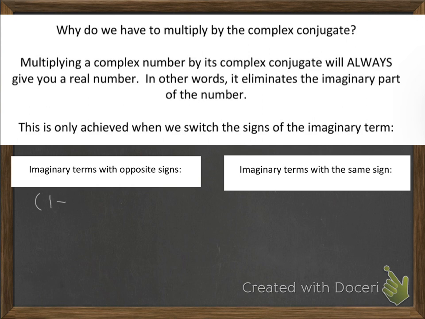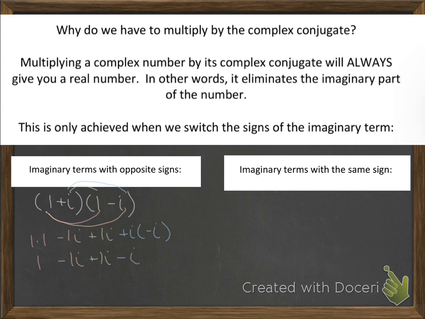Let's say I have 1 plus i times 1 minus i. Let's see what happens when we multiply these. I'm going to do FOIL. First terms is 1 times 1, which is just 1. Then we have our outer terms, 1 times negative i, or minus 1i. Bring that down. Then we have our inner terms, plus 1i. And then our last terms, a positive i times a negative i.